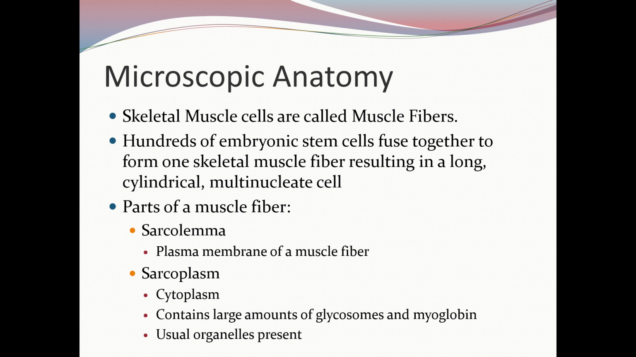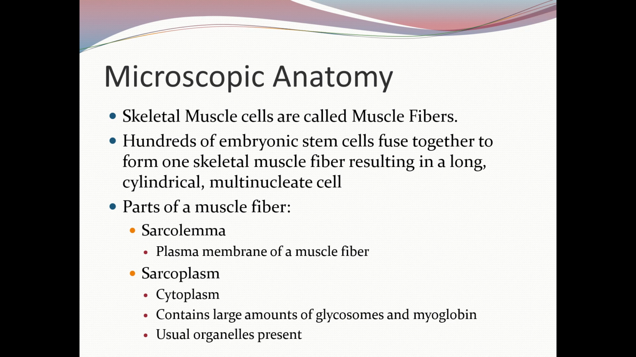So let's take a look at the parts of the muscle fiber, which is the skeletal muscle cell. The plasma membrane of a muscle fiber is called the sarcolemma. So remember, sarco is one of the prefixes that means muscle. So sarcolemma is the plasma membrane of a muscle fiber. Deep to the sarcolemma is the sarcoplasm, and this is akin to the cytoplasm of a cell, because remember, the muscle fiber is a cell.